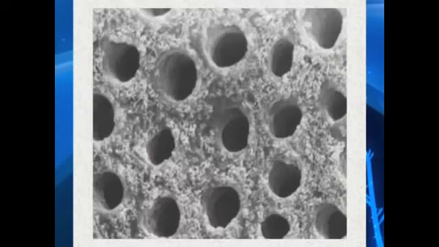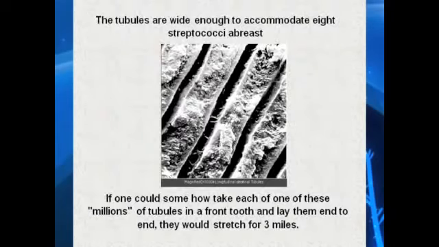This is a microscopic view of the dental tubules that I was talking about. If this tooth were alive, all of those tubules would be filled with a marrow-like substance. This is the cross-section of those dental tubules. If you could somehow take each one of these millions of tubules in a front tooth and lay them end to end, they would stretch for 3 miles. Realize that these tubules are wide enough to accommodate up to 8 streptococci abreast.